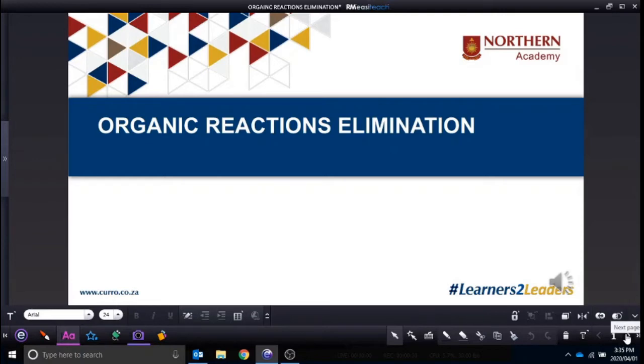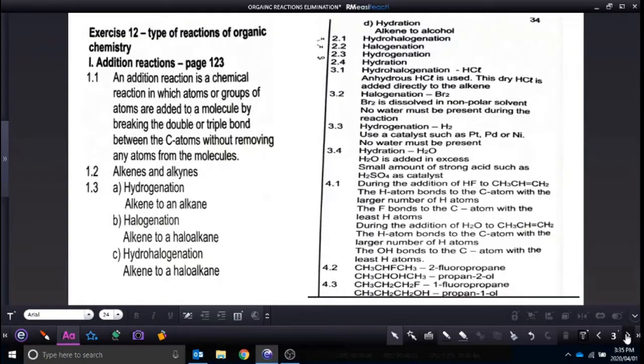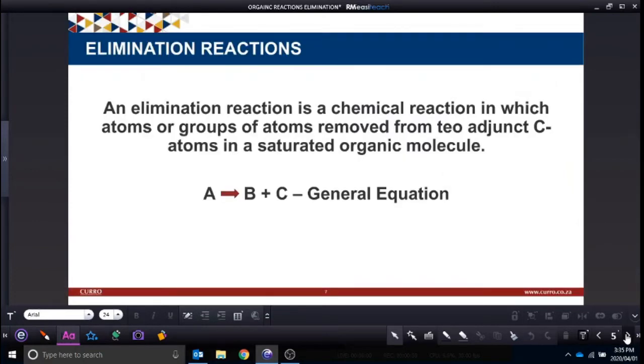Yesterday we did addition reactions, and today we're going to do elimination reactions. According to our planning, it is in the textbook pages 113 to 115, and afterwards you're going to do the elimination homework, which has questions 1 to 7. There is also the homework for the addition reactions, questions 1 to 5, which I already sent on your groups.